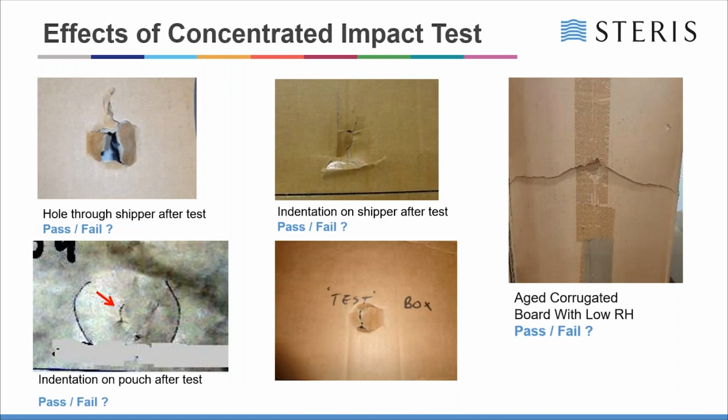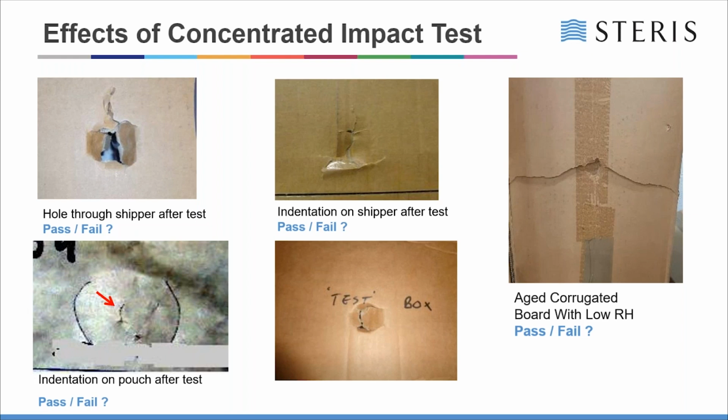If you're looking at the effects of the concentrated impact, if you do get a hole through the packaged product or the corrugated board, is that a pass or a fail? Something we're not allowed to say, by the way. We can only tell you that it's gone through it or hasn't. But again, it's up to you to make that decision. If it's just giving you an indentation on the corrugate, that's possibly not going to be an issue.